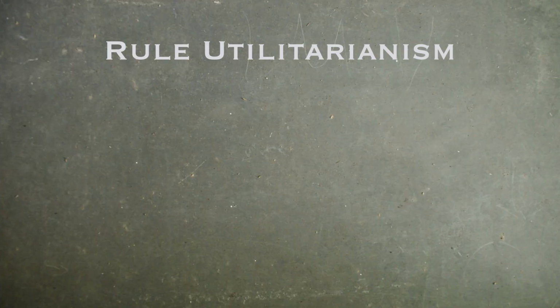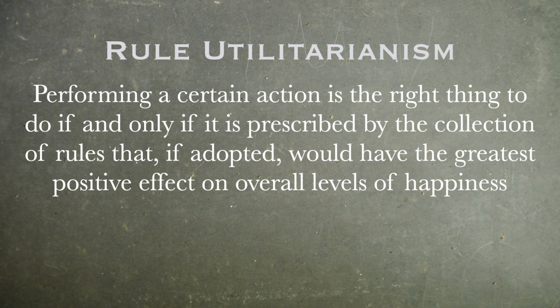So, one way of avoiding the unwanted implications of the organ distribution case is to reject act utilitarianism in favor of rule utilitarianism. So we can formalize the principle of rule utilitarianism as: performing a certain action is the right thing to do if and only if it is prescribed by the collection of rules that, if adopted, would have the greatest positive effect on overall levels of happiness. So even though following the rules sometimes will result in some unhappiness, still following that rule more often than not is going to produce the most overall happiness. And you should follow those rules that are going to produce the greatest levels of happiness. A rule utilitarian is looking for that best collection of rules that we should all be following.